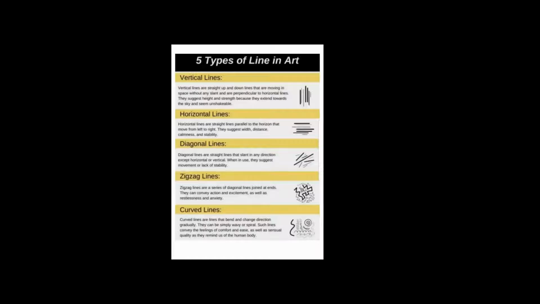These are the different types of lines expressing different types of emotions. When you look at such work, for example where vertical lines are there, horizontal lines are there, or zigzag lines are there, you feel aroused with some emotions due to the impact of the lines. So let's go through them.